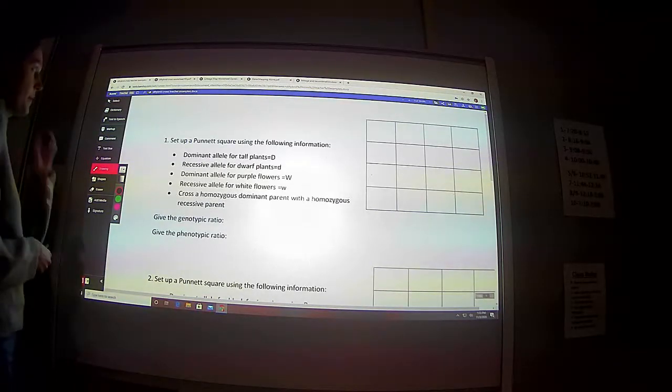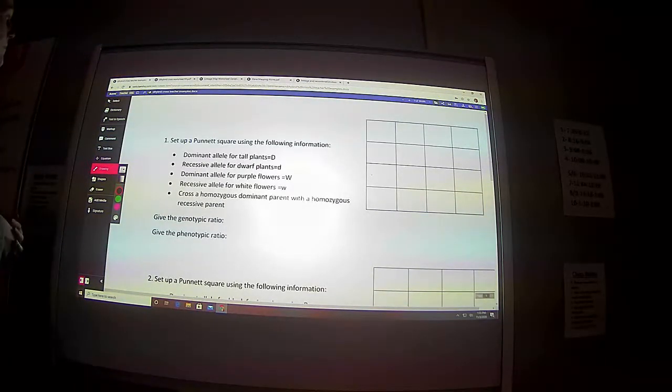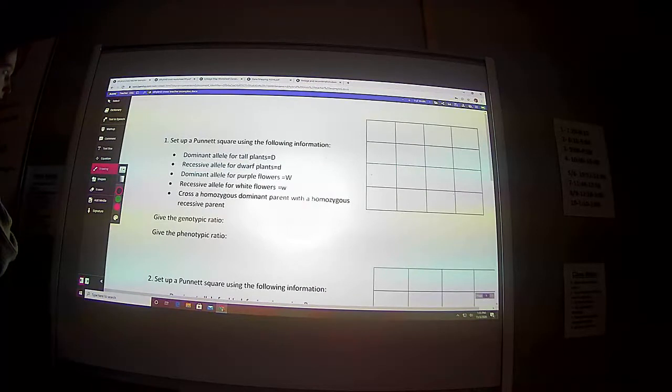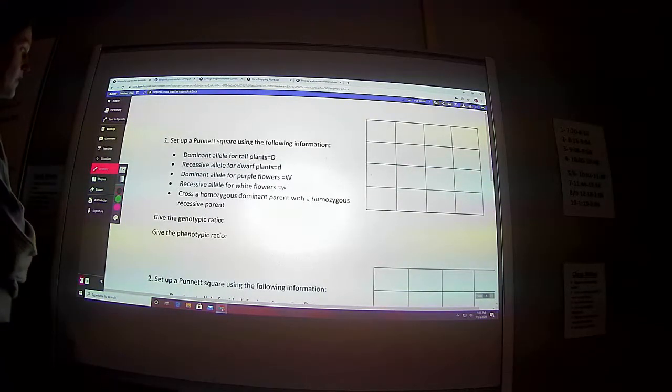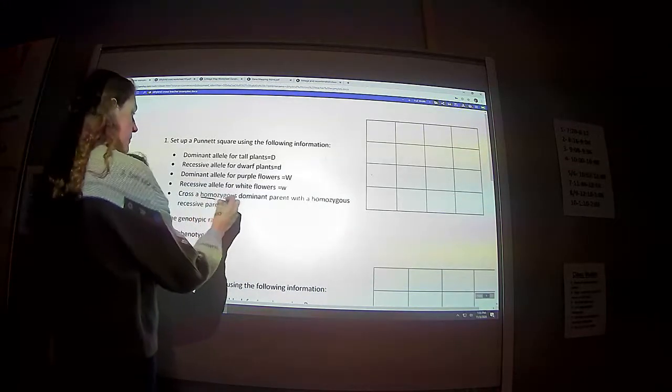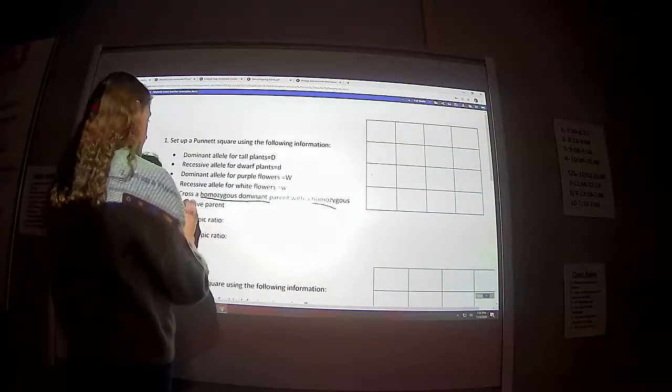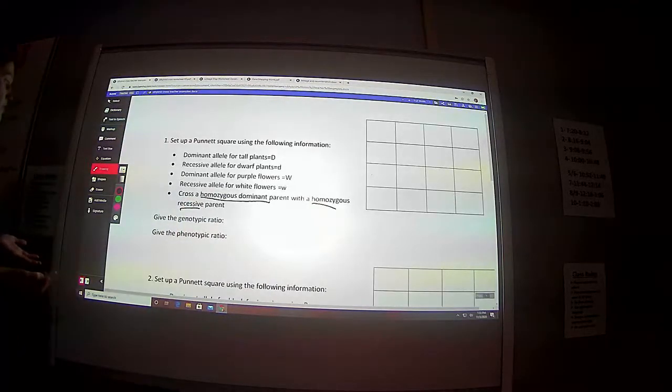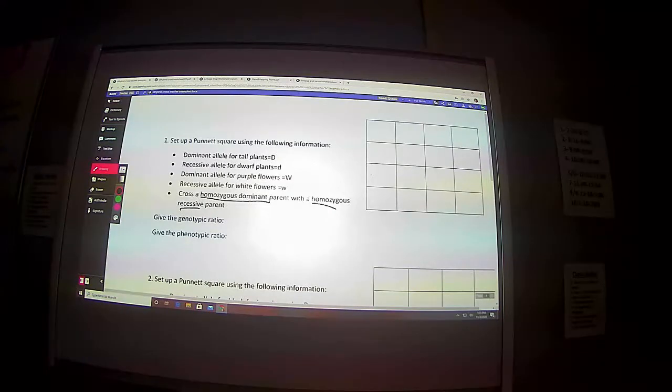So it says to set up a Punnett square using the following information. Dominant allele for tall plants is a capital D. Recessive allele for dwarf plants is a lowercase d. Dominant allele for purple flowers is a W. Recessive allele for white flowers is a lowercase w. We're crossing a homozygous dominant parent with a homozygous recessive parent. So it's a pretty simple cross. They want us to give the genotypic ratio and the phenotypic ratio.